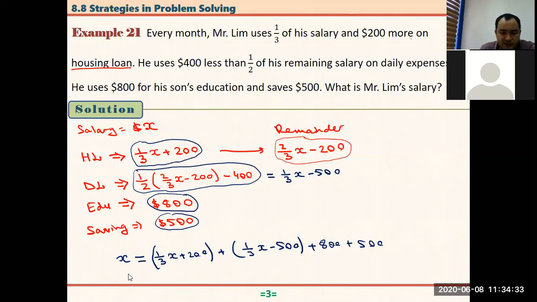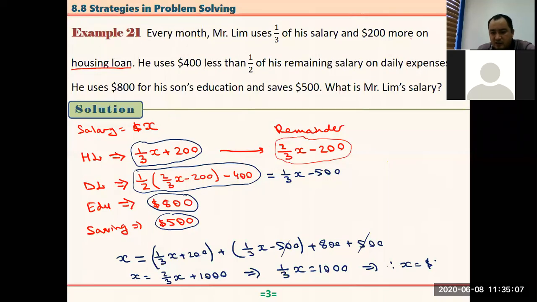So if you simplify this, here we have 1/3x plus 1/3x, that is 2/3x. 200 minus 500, actually this 500, they cancel each other, right? 200 plus 800, that is 1000. Now by solving this, take this to the left-hand side, x minus 2/3x, that is 1/3x equals $1,000. So from here, Mr. Lim's salary is how much? $3,000. Okay, using algebra.